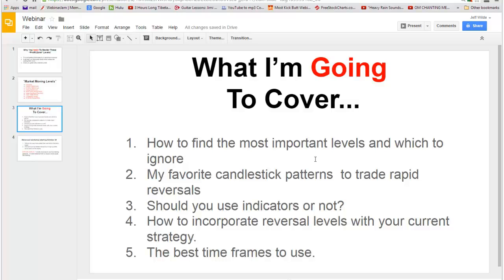So in other words, I have to share a way that you can take these reversal levels or these support resistance levels and incorporate them into what you're doing. So the bottom line is, we want to enhance what you're going to be doing, not get you so confused that you can't even make a decision.